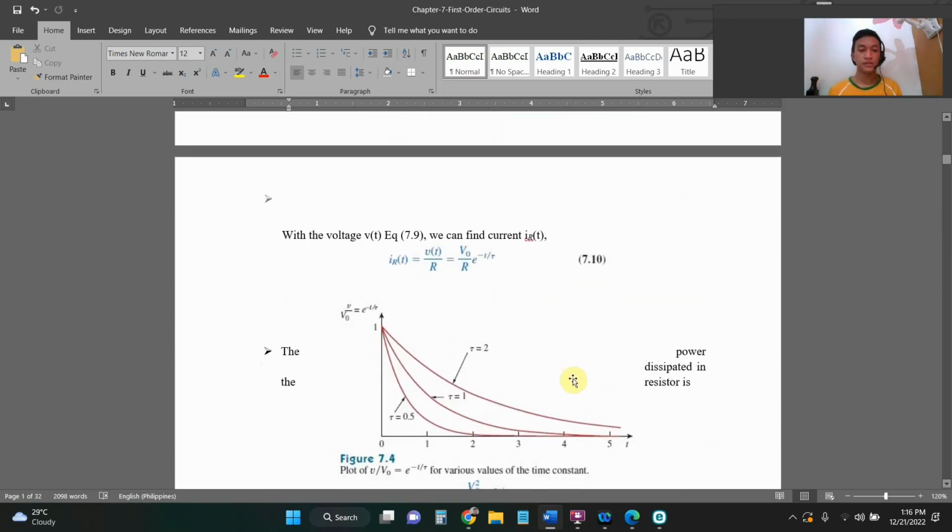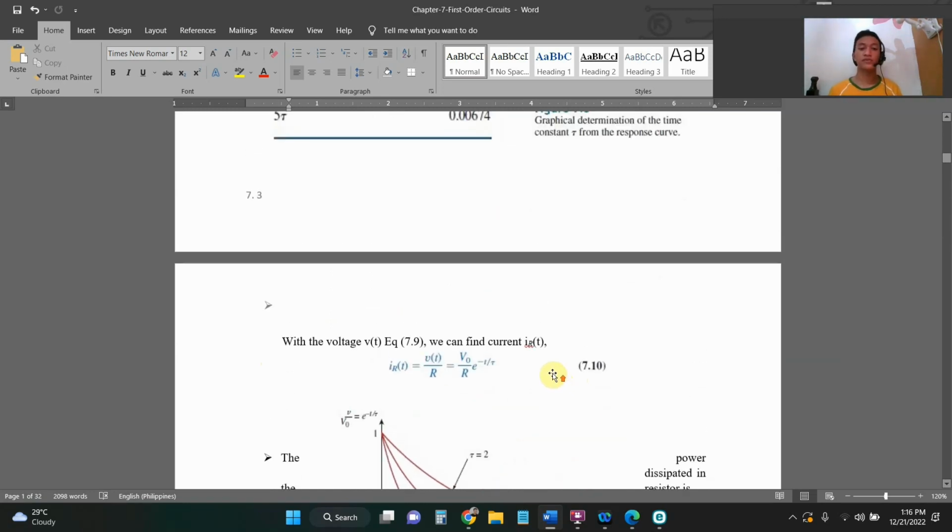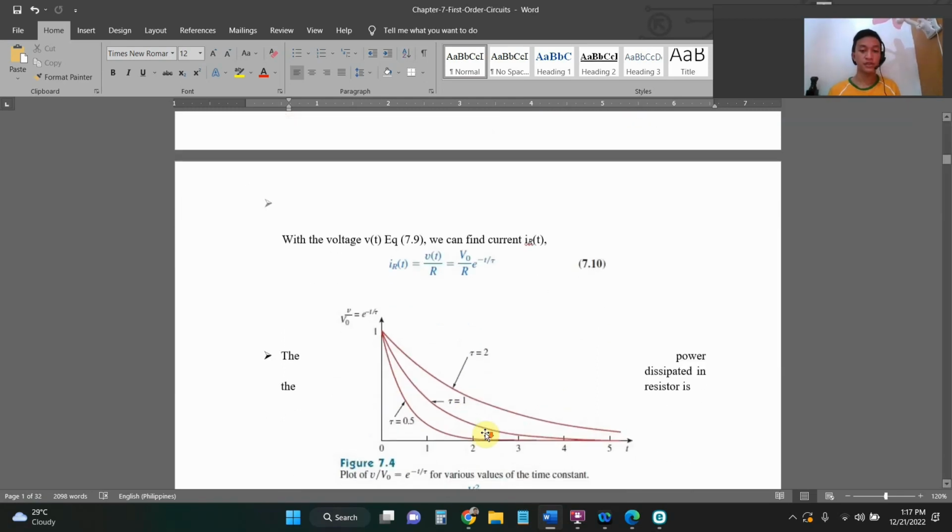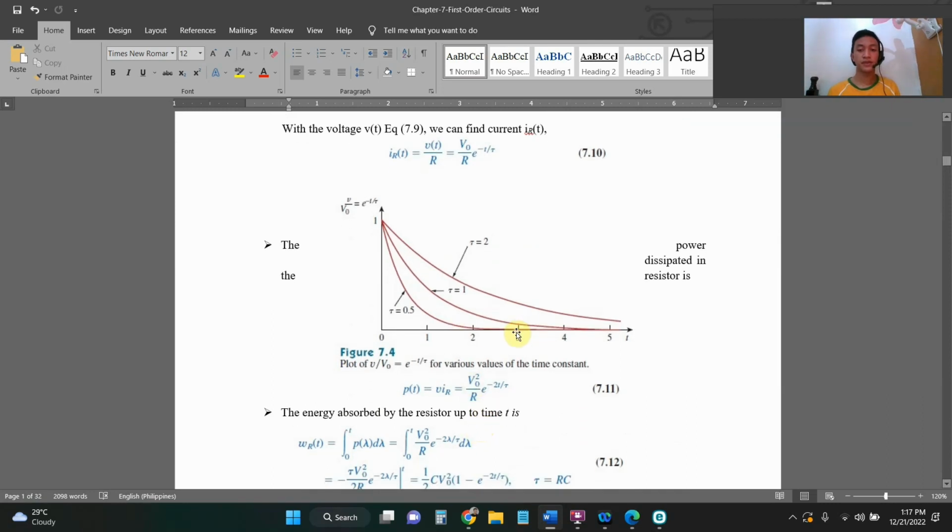With the initial voltage in equation 7.9, we can find the current i sub R equals v over R, which equals V sub 0 over R times e raised to negative t over tau. We can then get the power dissipated in the resistor for various values of the time constant, as shown in figure 7.4.